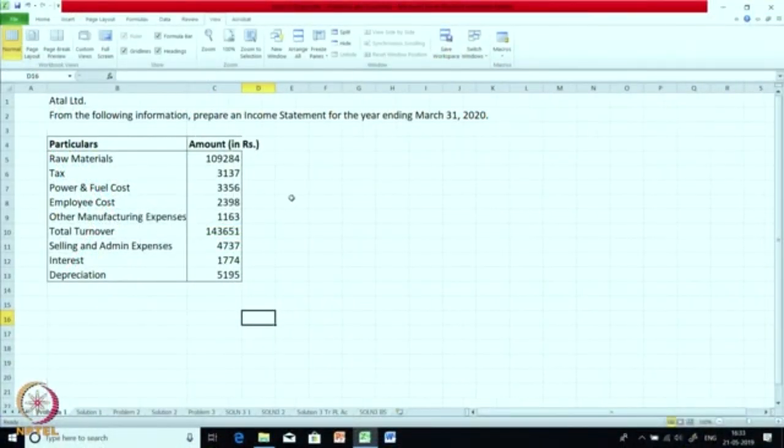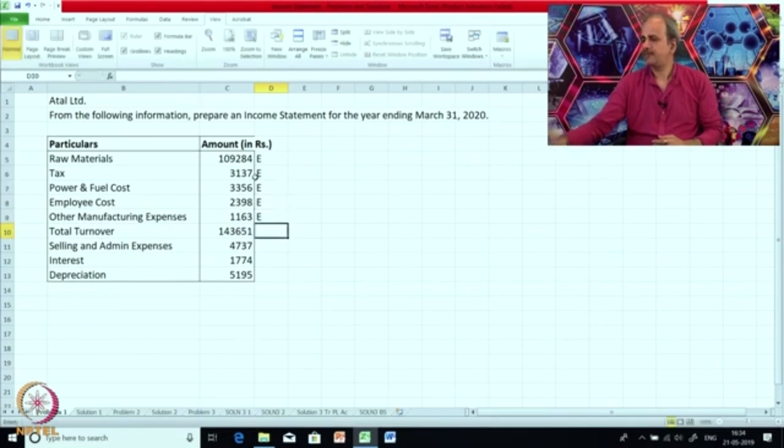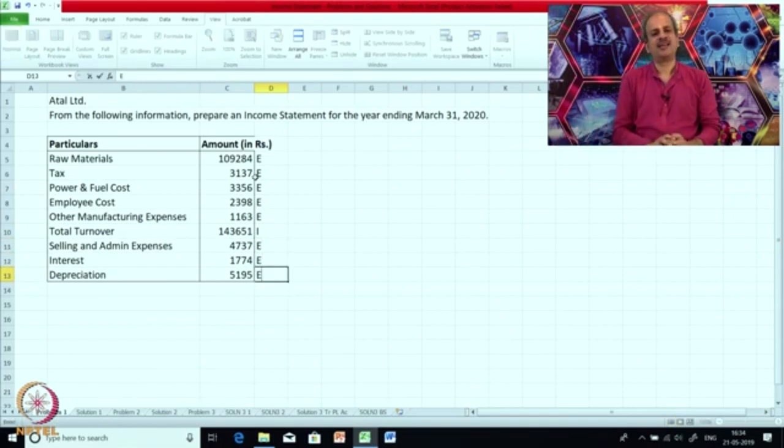So the first case for that, Atal Limited. Now a list of balances related to incomes and expenses are given. And from that we have to make the income statement. So raw materials, taxes, power and fuel, employee cost, all of these are various expenses. Manufacturing expense is another expense. So all these are being marked as an expense category, right? Total turnover is our revenue or our income. So I'll just mark it as an income. And selling and admin expense, interest and depreciation are expenses.